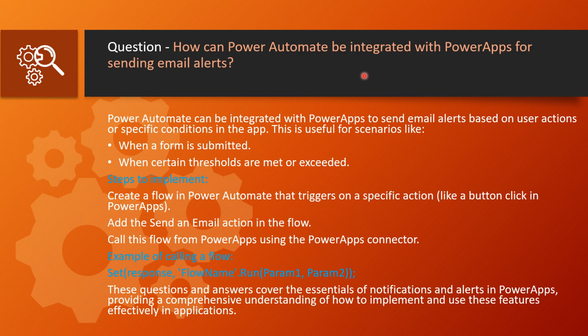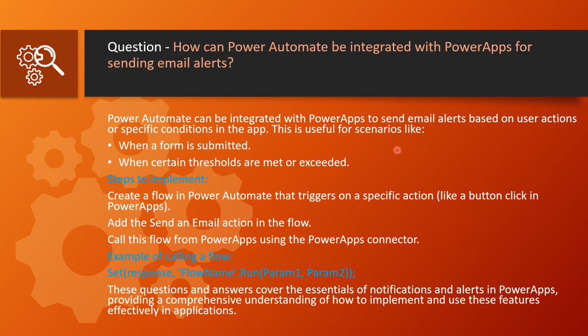How can Power Automate be integrated with Power Apps for sending the email alert? So here you need to send the email alert. Power Automate can be integrated with Power Apps to send email alerts based on user actions. On which action do you want to send the mail to the user? When a form is submitted, or certain thresholds are met or exceeded.